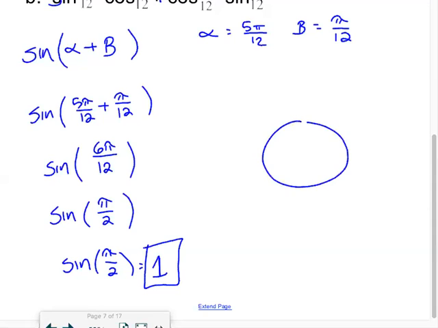Right, so quick reminder here, pi over 2 is right here. Sine is your y-coordinate. The y-coordinate at this point, right? This is pi over 2. The y-coordinate at this point is 1. That's the sine of pi over 2.